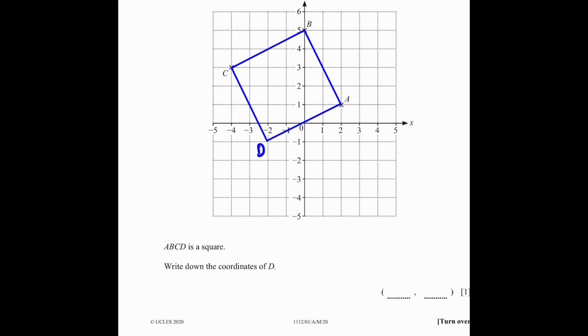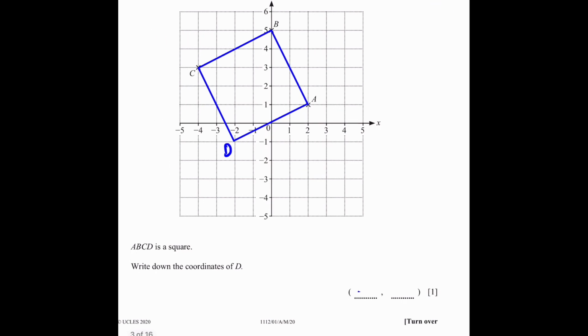And therefore D will be negative 2. This is the x value, negative 2, comma negative 1, which is the y value. So just write that down. Negative 2, comma negative 1.